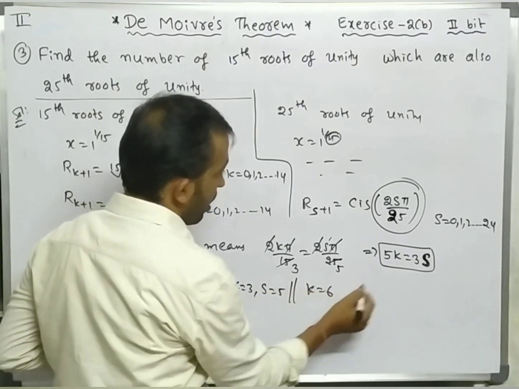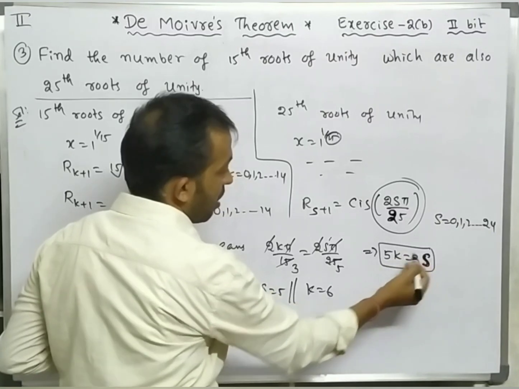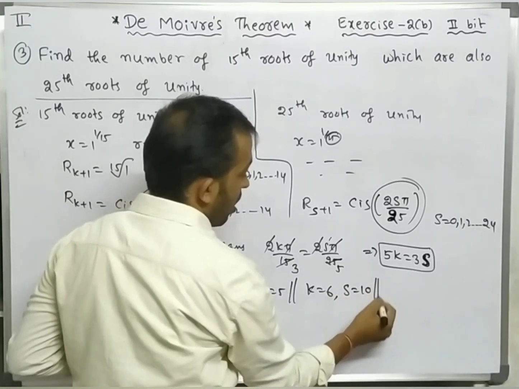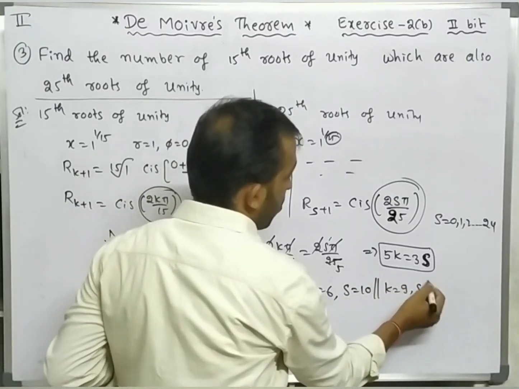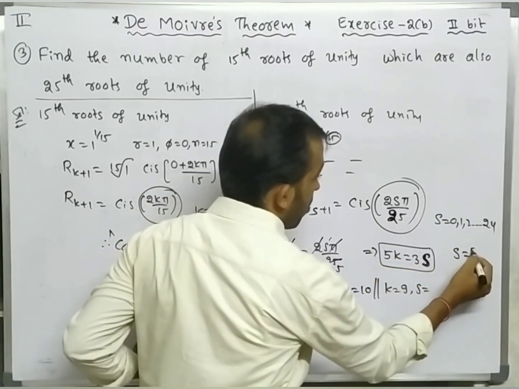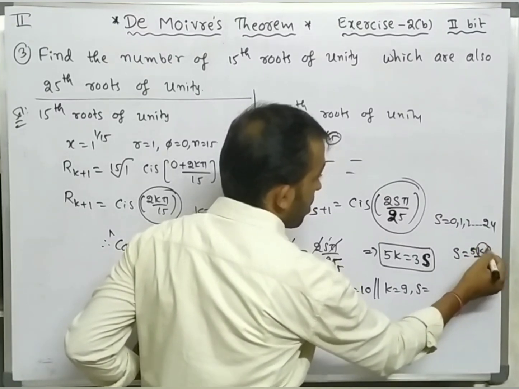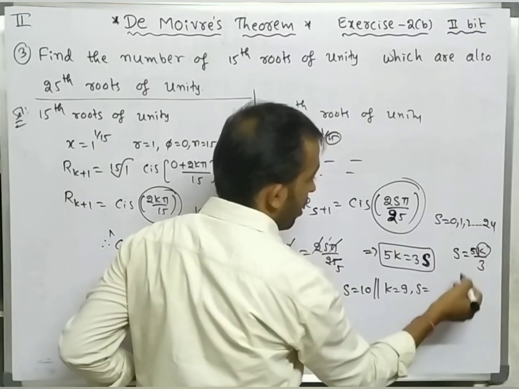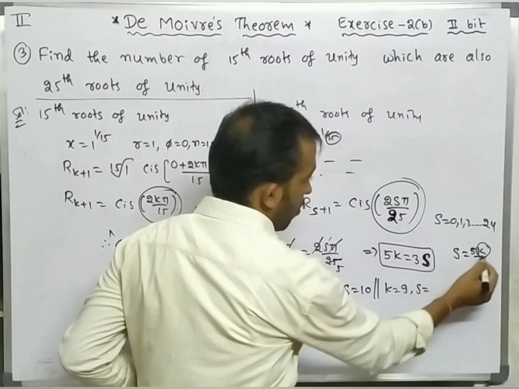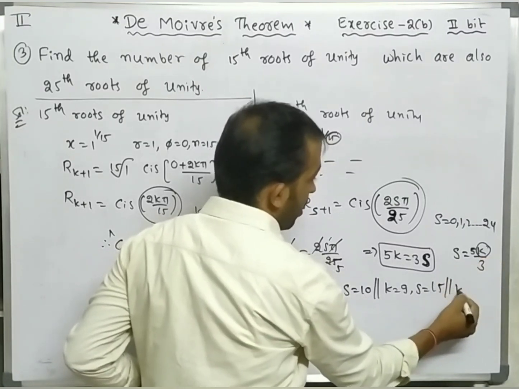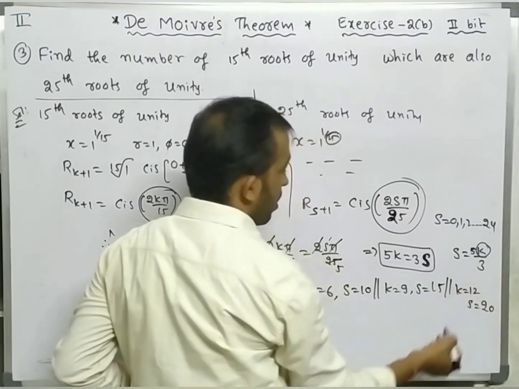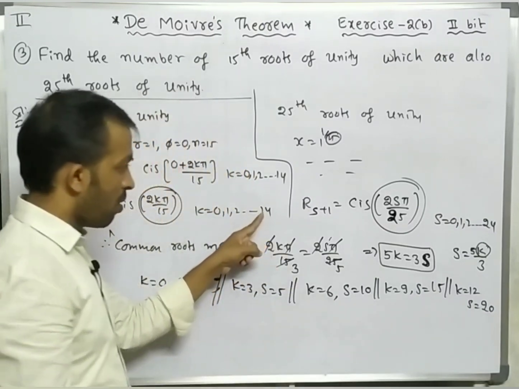Next, if k is equal to 6, we should take a multiple of 3, then it will get cancelled. If k is equal to 6, 3 2s are 6, 2 into 5 is 10, then s is equal to 10. If k is equal to 9, then s is equal to a multiple of 3 only. Here we have a chance, we should take it. So here s is equal to 5k by 3. So k must be a multiple of 3, then only it will get cancelled, we will get a whole number. Okay, right? So if k is equal to 9, s is equal to 15. If k is equal to 12, then s is equal to 20. If k is equal to 15, there is no chance, so up to k is equal to 14.